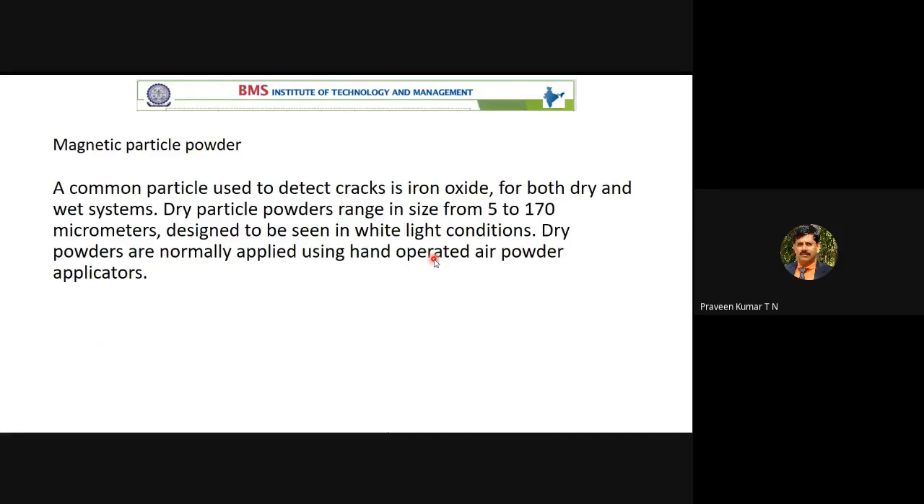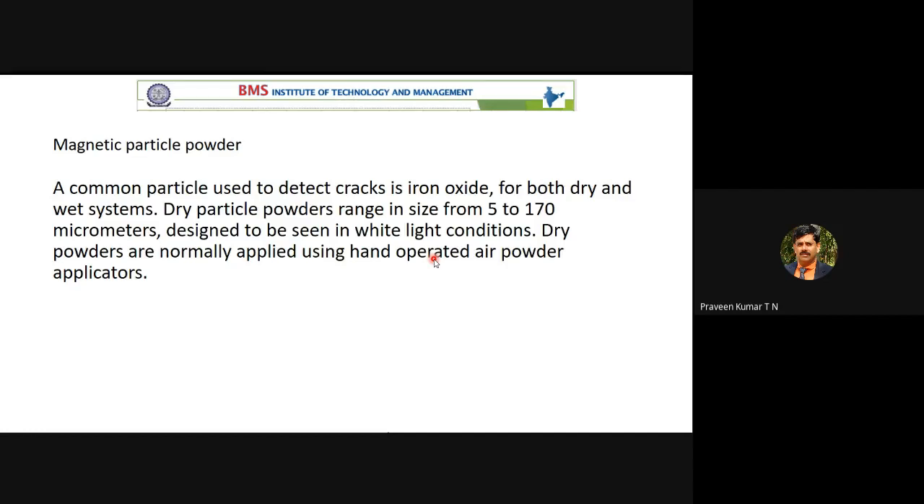There are two types: one is the dry particle test and the other is the wet test. What you have seen is dry, because we are using the powder in dry form. Hence, it is dry particle magnetic particle inspection. But the powder can be a problem, because sometimes the powder may fly off the surface because of wind, etc.